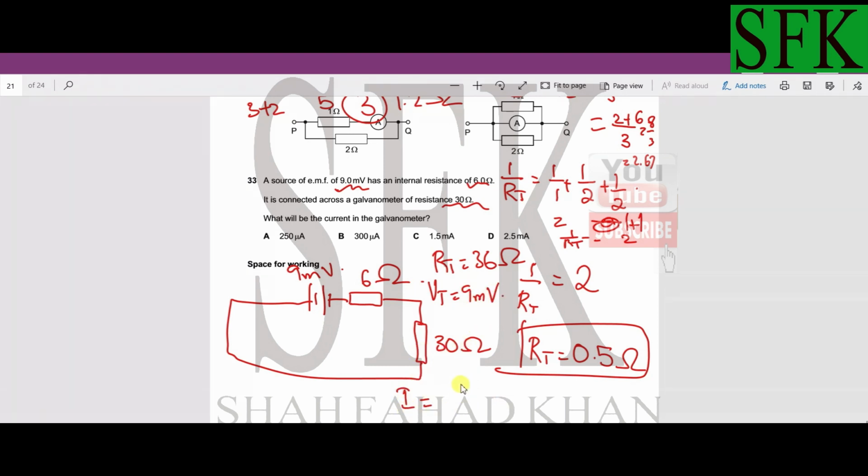I is equal to V upon R. The milli must be converted into volts first, and later on we'll convert it for our answer. The answer that we get is 0.25 times 10 to the power of minus 3 amperes. Now let's see which one of them matches this answer. It's actually 250 micro-amperes, because if we convert it, it becomes 250 times 10 to the power of minus 6 amperes, and so answer option A is correct. Now let's move on to the next MCQ, 34.